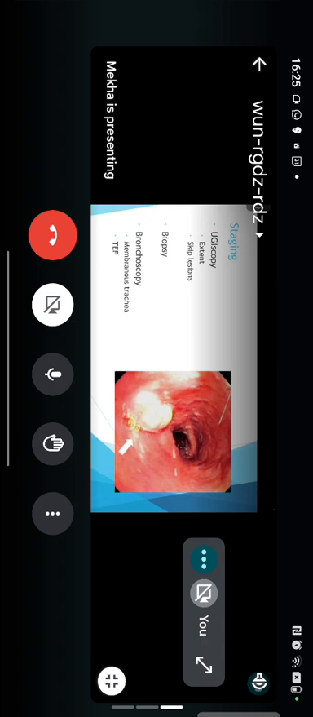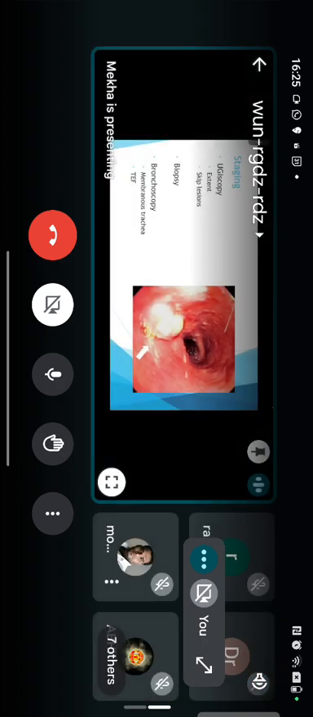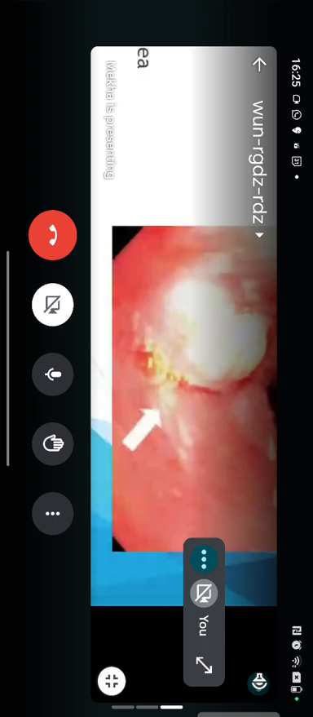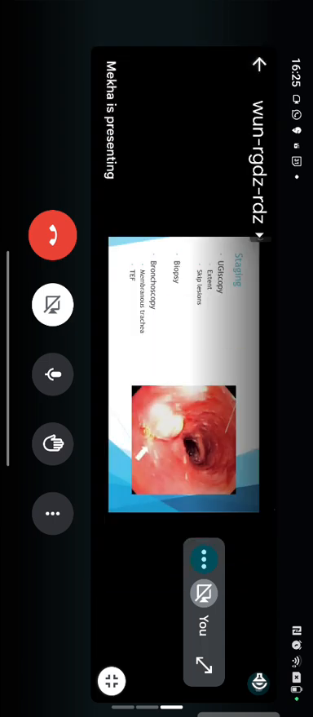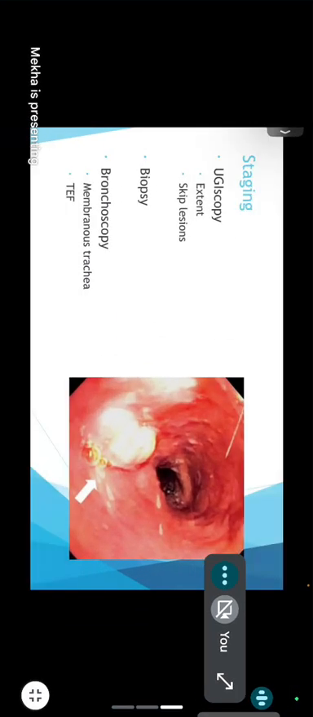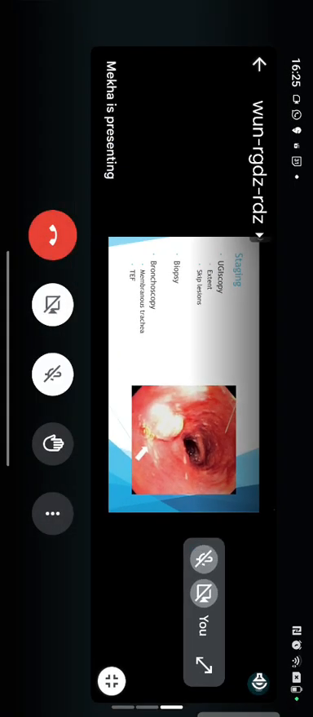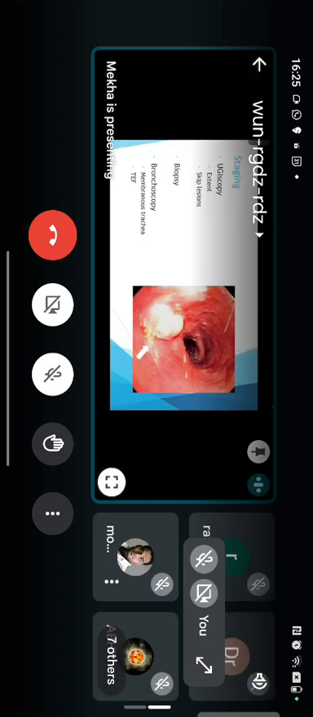Okay. So we have our staging. Obviously, the workup for a patient with esophageal cancer presenting with dysphagia, usually with weight loss, etc., would be to go ahead with a UGI scopy. What do you get? What are the important things to get? Extent and skip lesions. I wanted to mention something that Sir had mentioned in one of the classes.